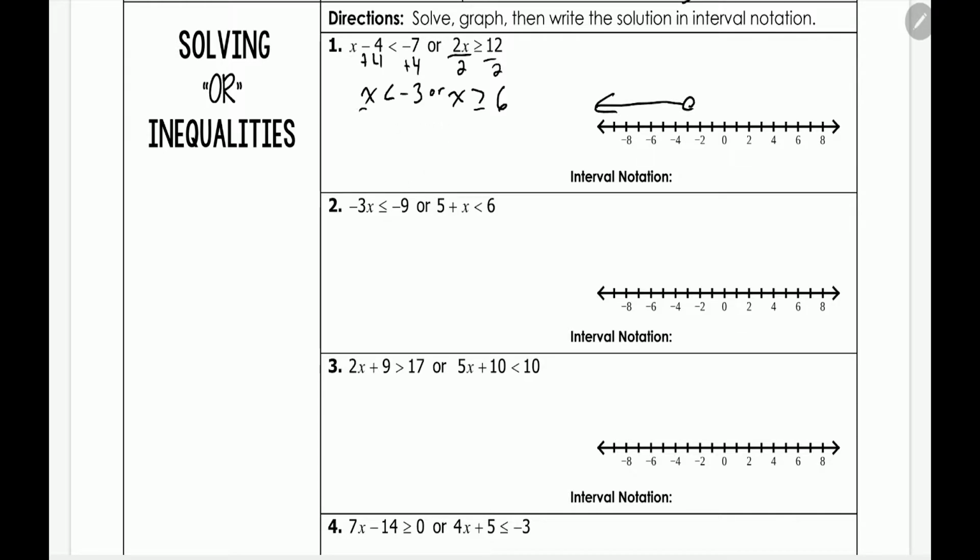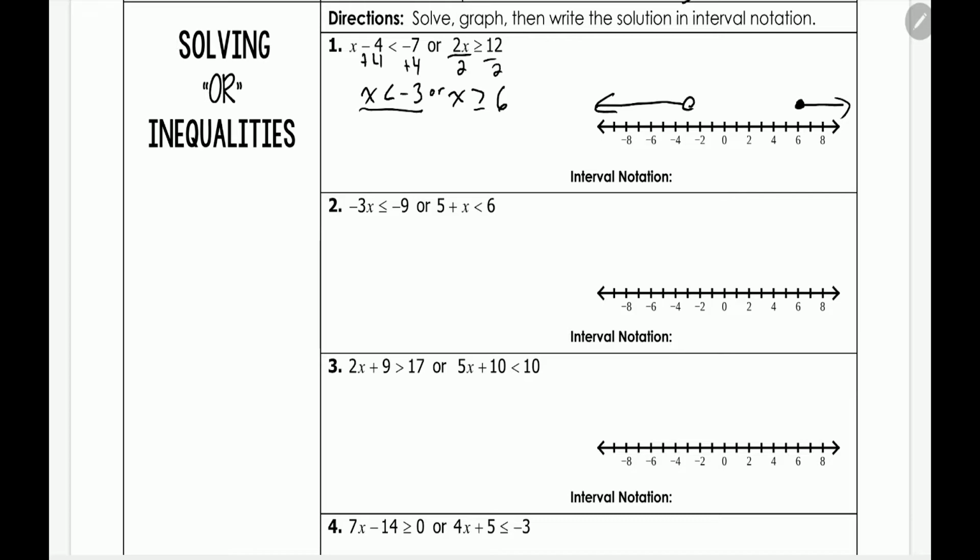All right. This one's done. Now we have x is greater than or equal to 6. So we go all the way to 6. We have a closed circle on this one, since it's greater than or equal to. And where are the numbers that are greater than or equal to 6? Well, they're to the right. So that's what that graph looks like.